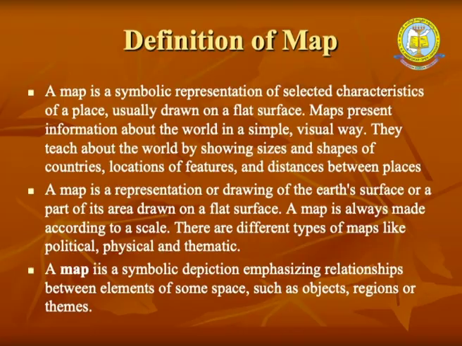So a map, as defined, is a symbolic representation, a drawing of the earth's surface, and it also defines the relationships between various features on the ground. These three points are what we would put across as a definition of a map. There are a variety of definitions, but these are the simple ones which define a relationship between the features on the ground and the reduction of a spherical surface onto a two-dimensional surface.